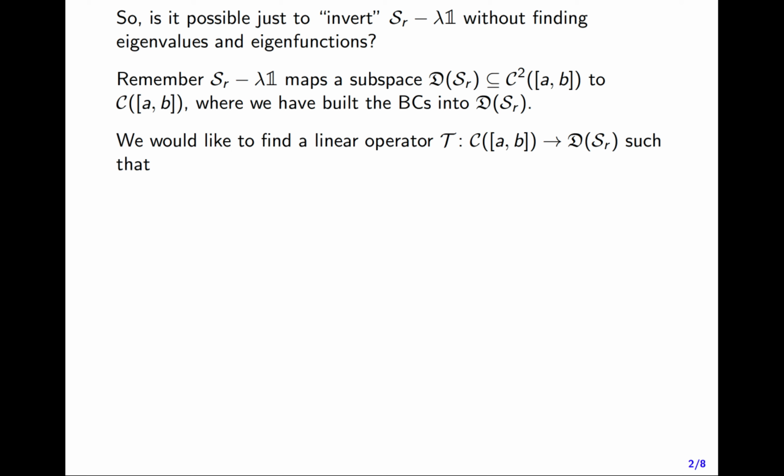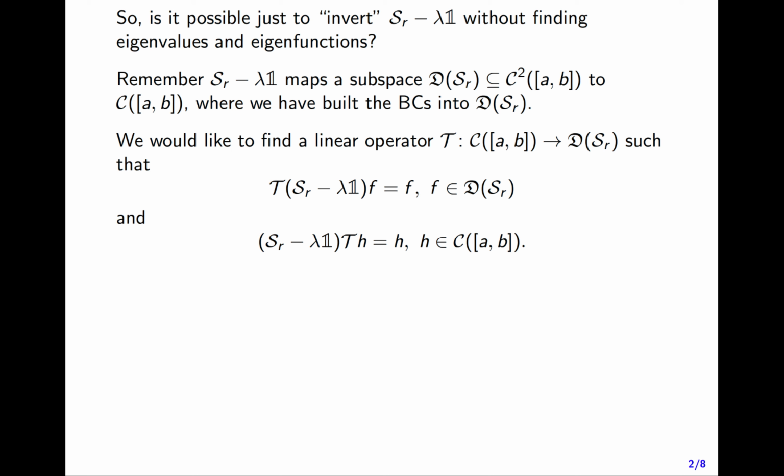So we would like to find a linear operator, call it T, that goes in the reverse direction. That should go from the continuous functions on the interval a to b into our domain D of S_R, such that we have the following identities. If you apply T to S_R minus lambda I on a function f, you get back f, where f is any element of the domain D of S_R. And if you apply S_R minus lambda times the identity to T, acting on a function h, where h is a continuous function, you get back h. That is what an inverse of any map, linear or nonlinear, should do.